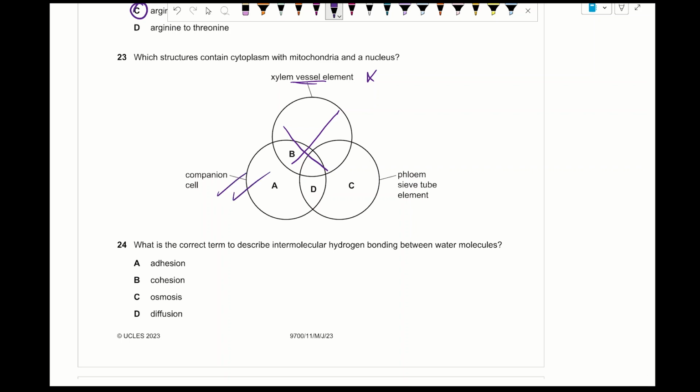Now for phloem sieve tube elements. Phloem sieve tube elements actually lack these, since the companion cell carries out all the active processes. Therefore, this is incorrect, and the answer is going to be A.